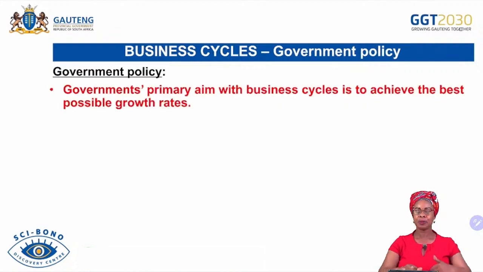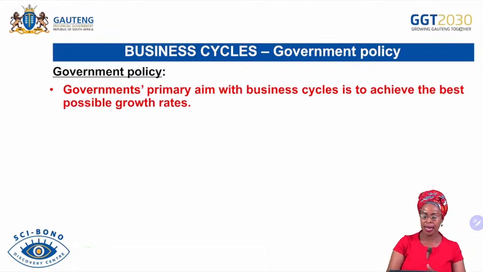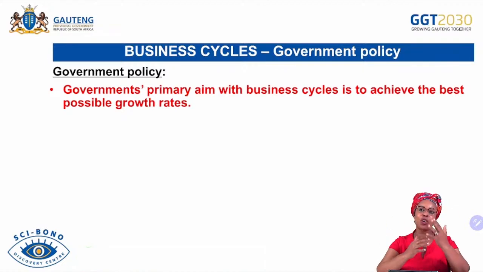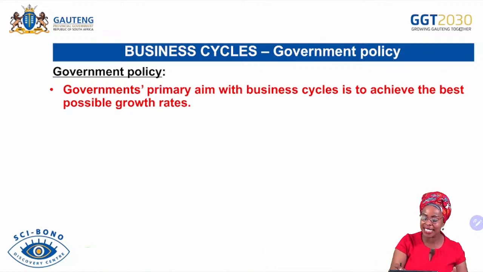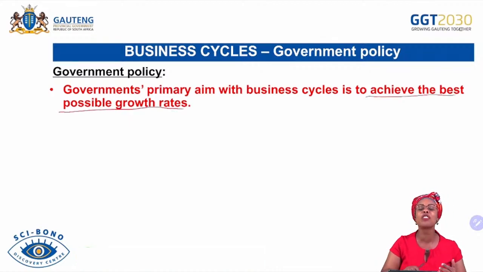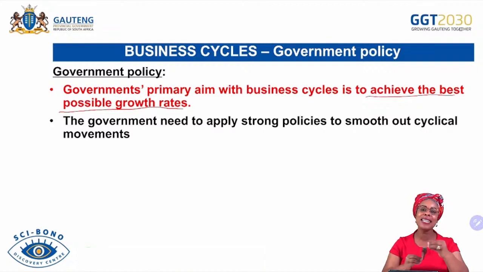So let's look at what the government can do to control business cycles. One of the aims, the government has several aims, but one of the aims of the government is to achieve the best possible growth rates. Government wants to achieve the highest economic growth rate possible. So to do that, the government needs to apply policies. And there are two policies that can be applied: the monetary policy, which you are familiar with, and the fiscal policy.